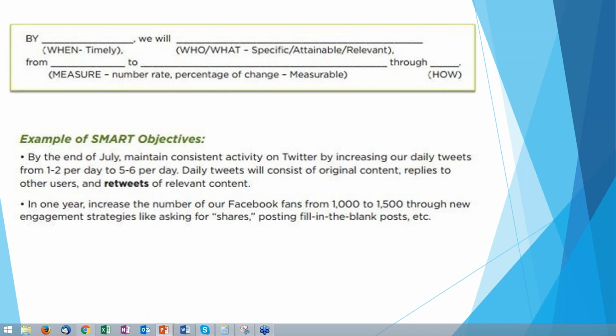By the end of July, maintain consistent activity on Twitter by increasing our daily tweets from 1 to 2 per day to 5 to 6 per day. Daily tweets will consist of original content, replies to other users, and retweets of relevant content. Okay, give a very specific thing. In 1 year, increase the number of our Facebook fans from 1,000 to 1,500 through new engagement strategies like asking for shares, posting fill-in-the-blank posts, etc. Specific things there. I can post that over in the Facebook group, absolutely.